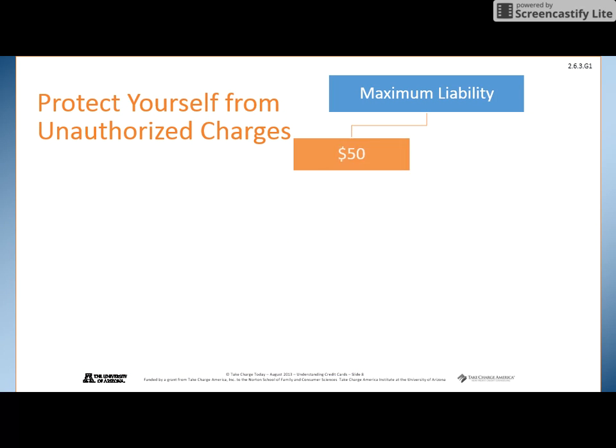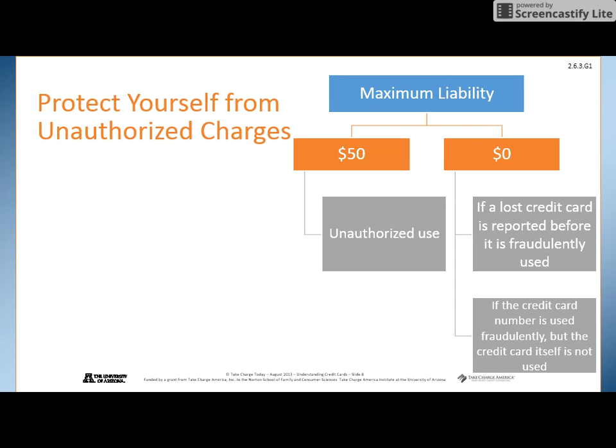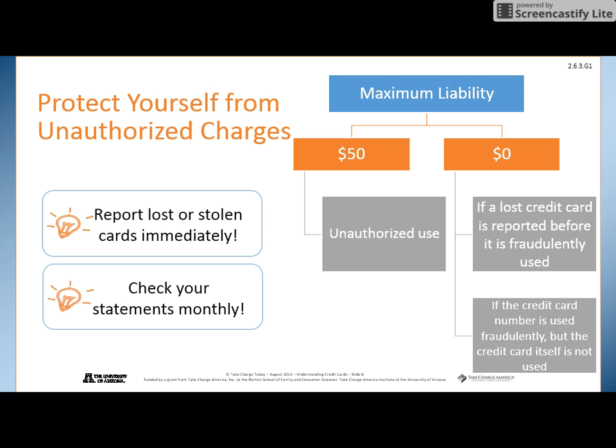Protect yourself from unauthorized charges. Maximum liability is $50 for unauthorized use, and $0 if the credit card is stolen and reported before the fraudulent use. If the credit card number is used fraudulently, but the credit card itself is not used, you're also $0 liable. Make sure you report lost or stolen cards immediately. Check your monthly statements.